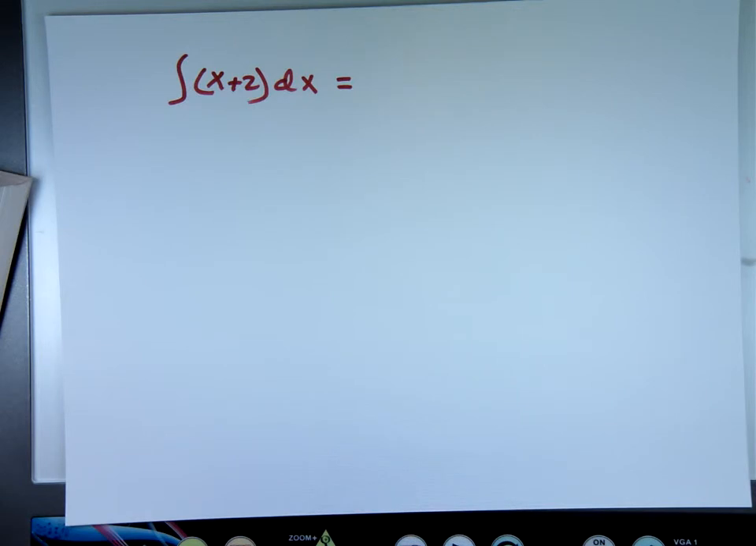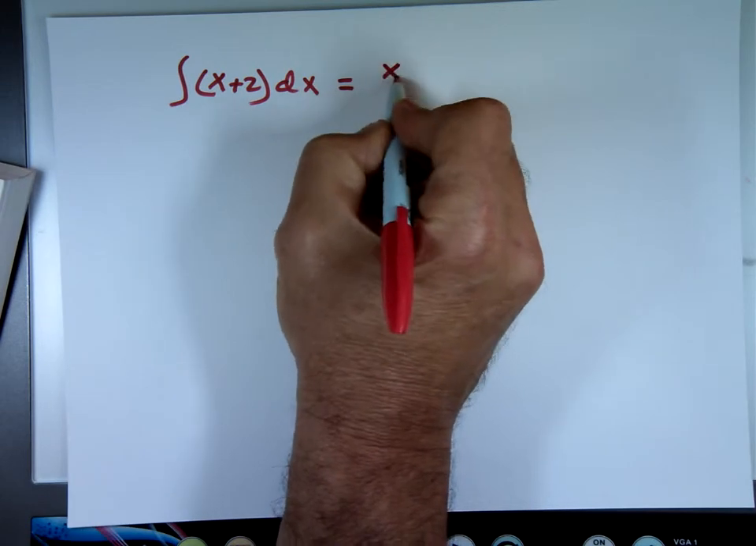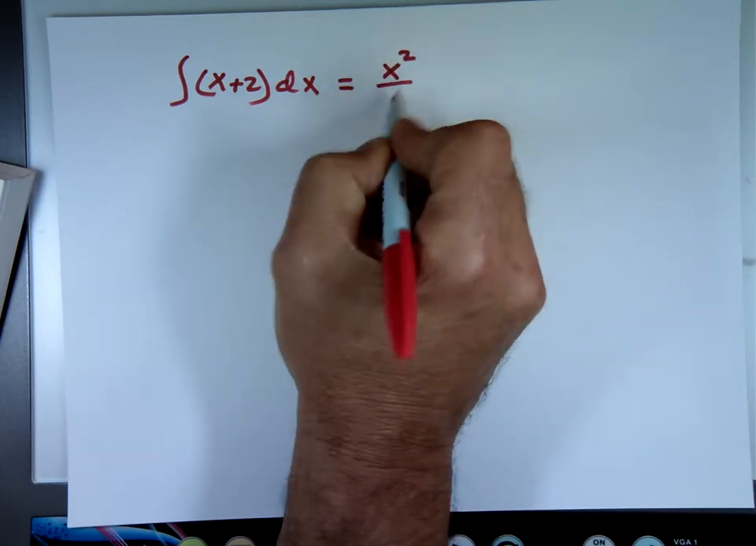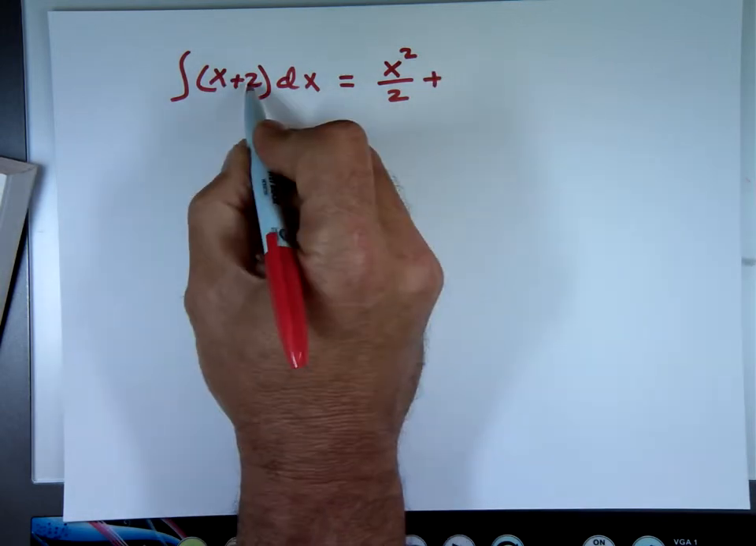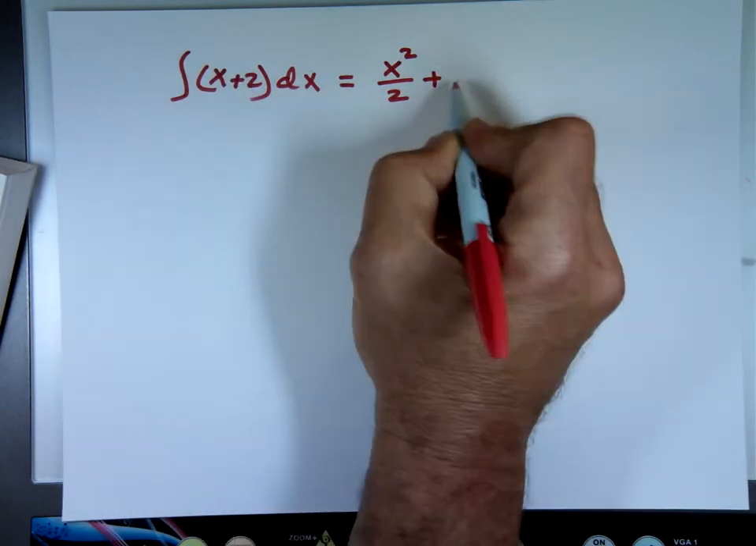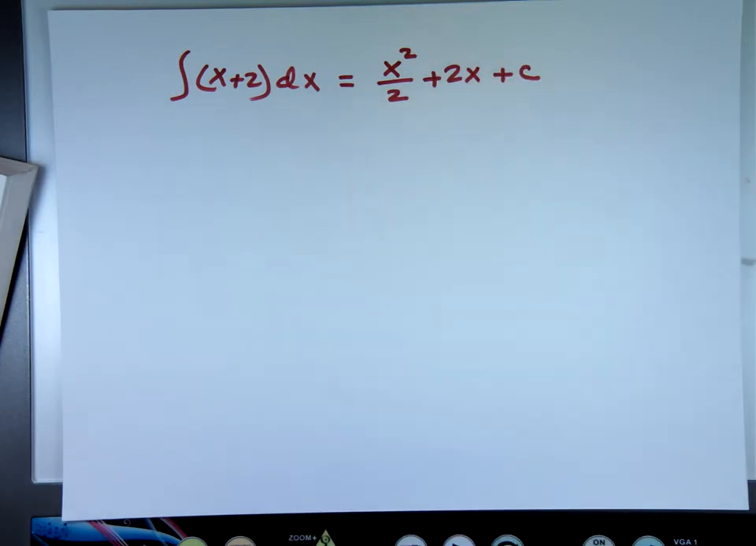X squared over 2 plus 2x. Very good. The integral of x is x squared over 2. Remember, you add 1 to the power and divide by the new power. Plus c. The derivative of any constant, the 2, is 2 times x plus c. Always going to have that c there.